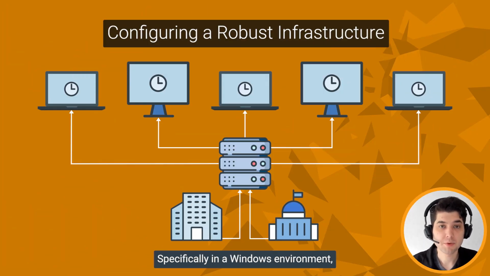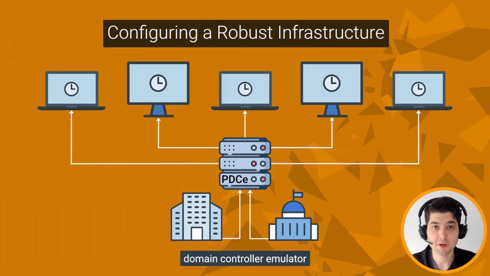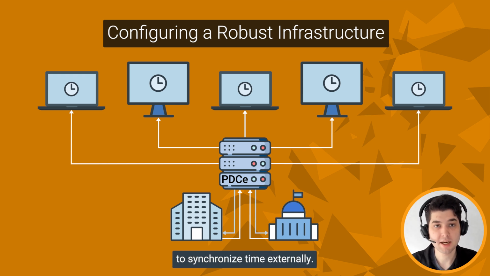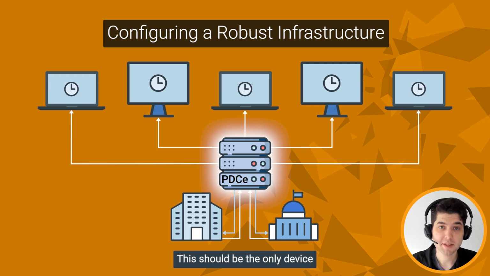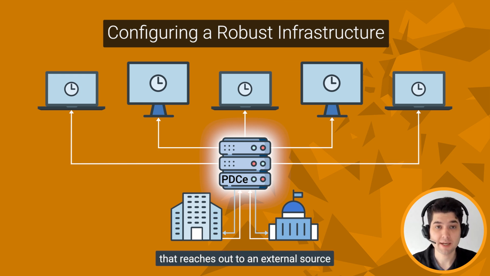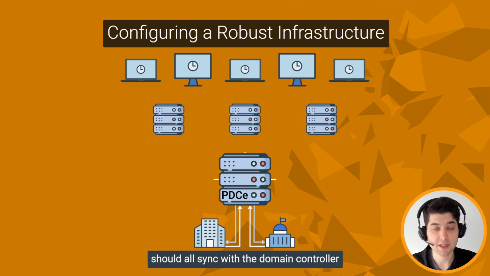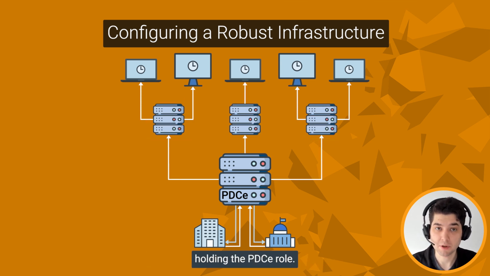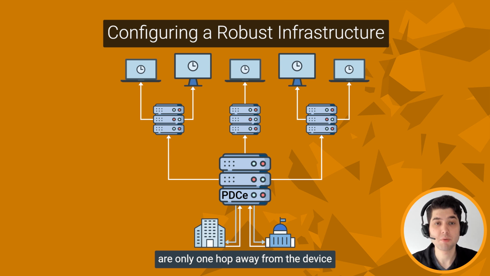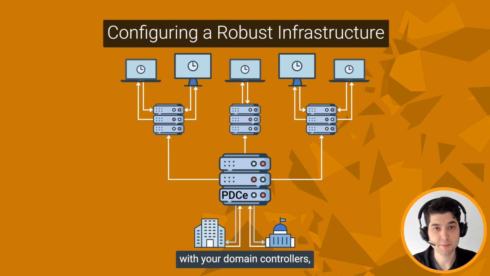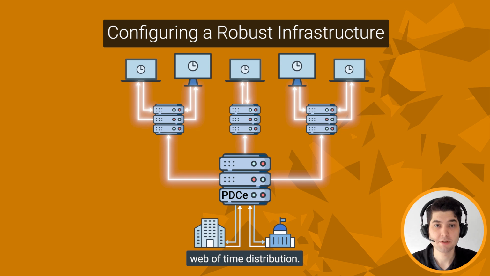Specifically in a Windows environment, we want to configure our primary domain controller emulator, or the domain controller holding our PDCE FSMO role, to synchronize time externally. This should be the only device in your entire organization that reaches out to an external source to determine its time. From there, your domain controllers should all sync with the domain controller holding the PDCE role. This ensures that your domain controllers are only one hop away from the device that's gathering truth externally. From there, the rest of your clients will be able to synchronize with your domain controllers, evening the load and creating a web of time distribution.